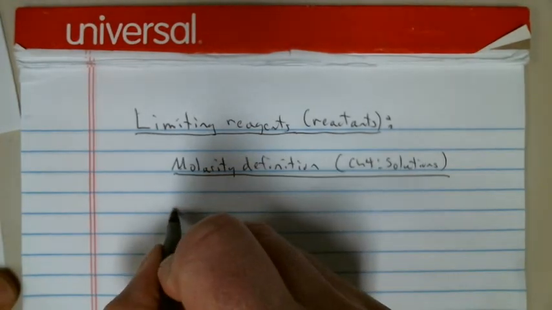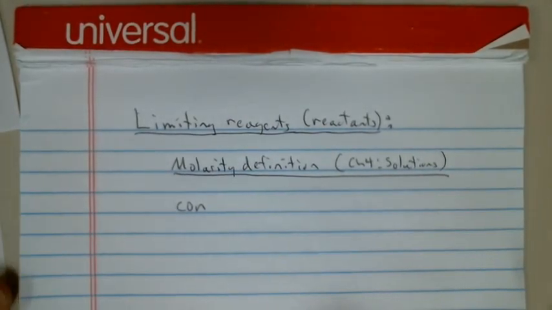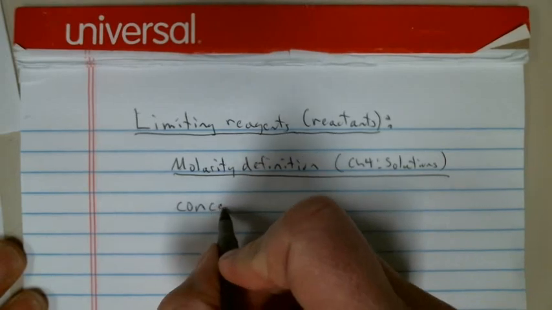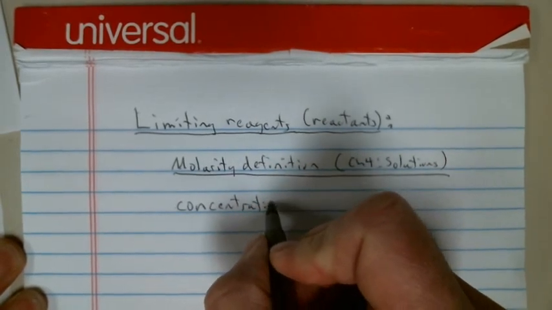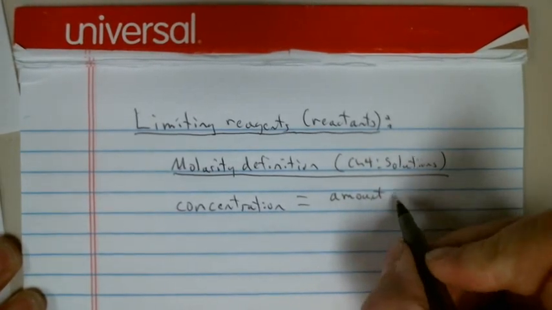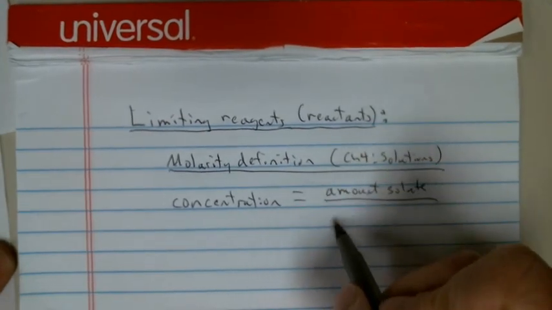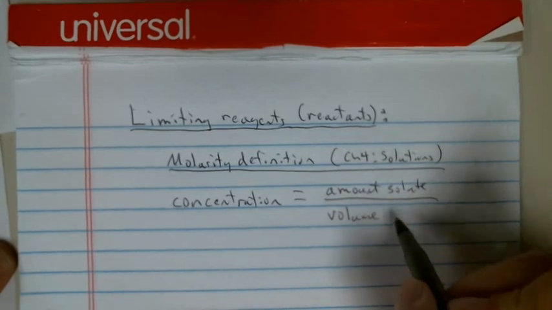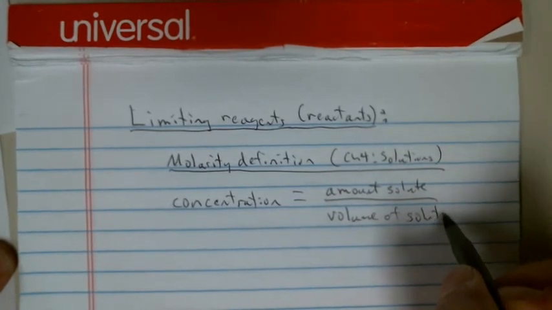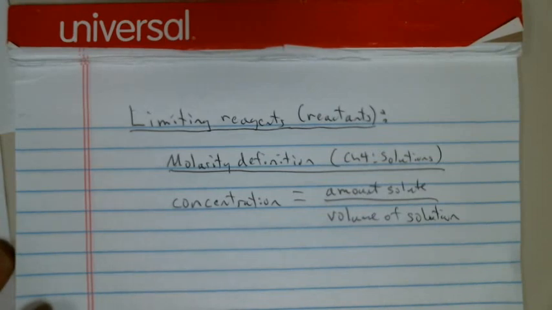When we have a solution, it's not just a solid where you can take the number of grams and get the moles. We need to have a concentration, which tells us how much of that solute, in this case HCl, is in the liquid. So the amount of solute over the volume of the solution. There are concentration units that use the volume of just the solvent, but we don't worry about those this semester. So concentration is the amount of solute over the volume of solution.